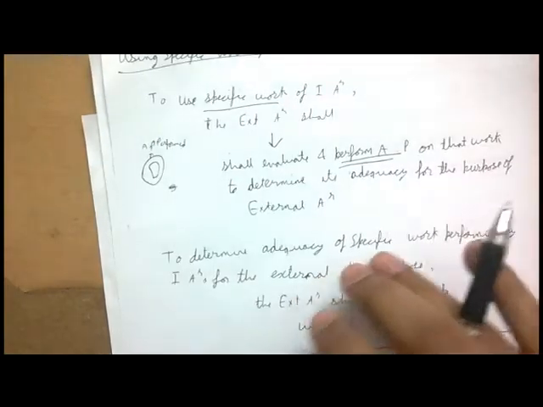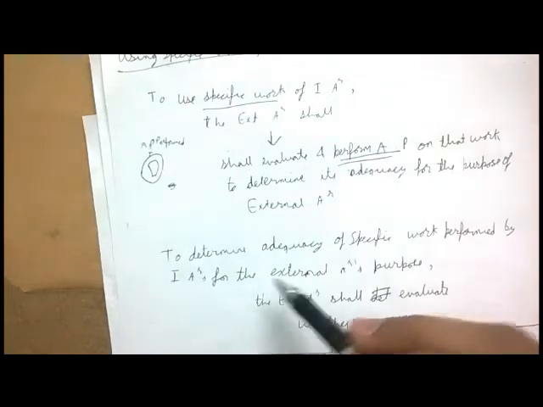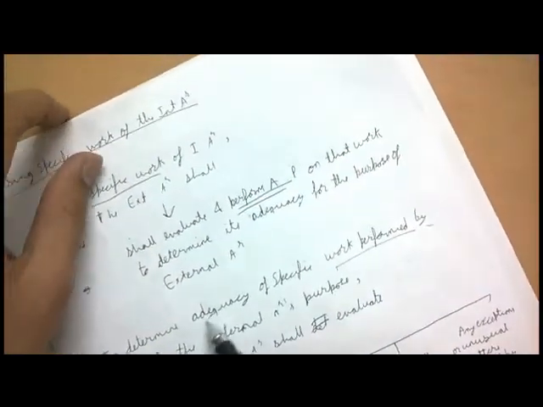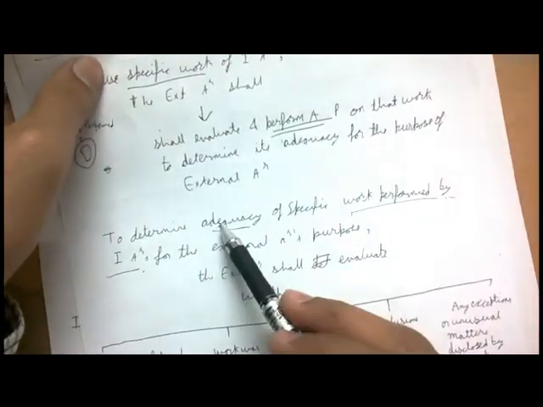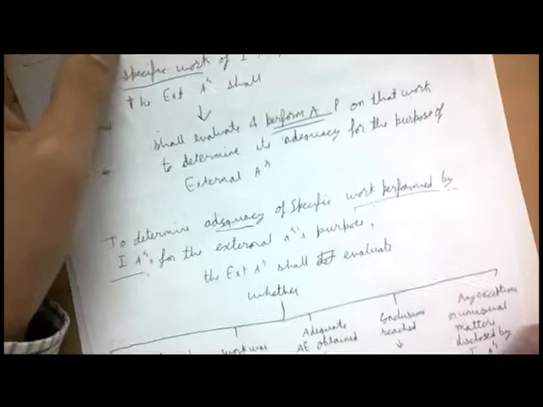We're going to perform audit procedures on the work of the internal auditor. Now, to determine the adequacy, what kind of audit procedures are we coming to? To determine the adequacy of specific work performed by the internal auditor for the external auditor's purpose, the work has been performed by the internal auditor, and we are determining the adequacy of this specific work. And why are we determining? For the external auditor's purpose.